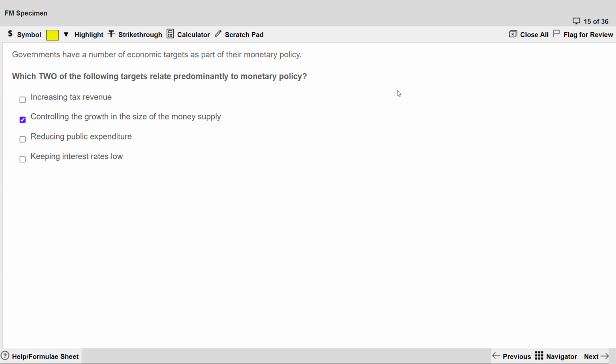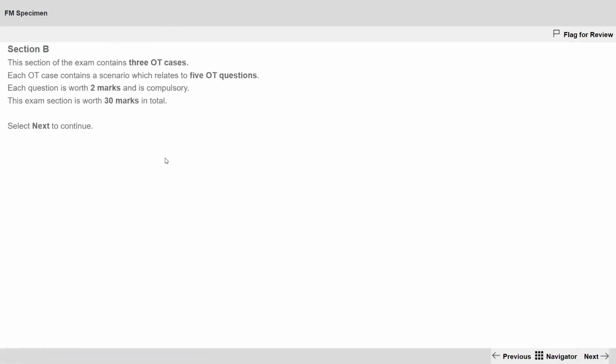I have a doubt on this, so I'll just flag it. Okay, so we are done with this specific section, which was section A of the FM specimen examination. Now let's move a bit forward and talk a bit further.